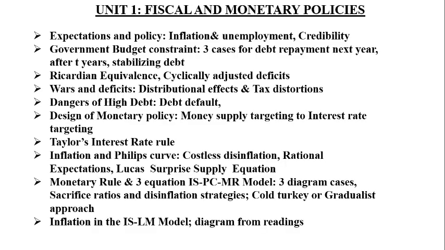Unit 1 is a very vast unit named fiscal and monetary policy, in which we have expectation policy, which includes inflation and employment with credibility topic, and the government budget constraint, in which there are three cases for debt repayment: next year, after 2 years, and stabilizing debt. Then Ricardian equivalence, cyclically adjusted deficits. The topic for wars and deficits includes two main topics, namely distributional effects and tax distortions. Dangers of high debt with debt default, design of monetary policy from money supply targeting to interest rate targeting, Taylor's interest rate rule, inflation and Phillips curve, costless disinflation with rational expectations, and the Lucas supply equation.